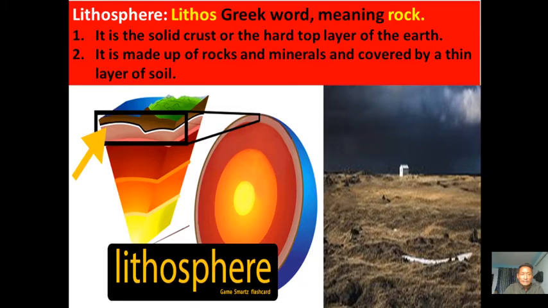In this class we are learning about the natural environment, so we are going to emphasize the spheres of the environment. The first one is the lithosphere. The term lithosphere is derived from the Greek word lithos, which means rock in English.